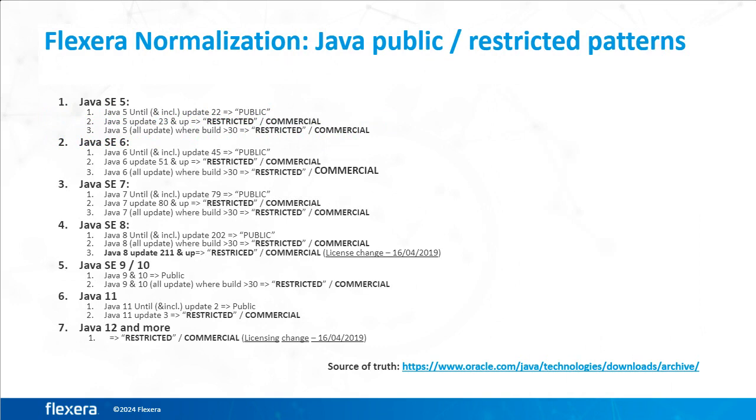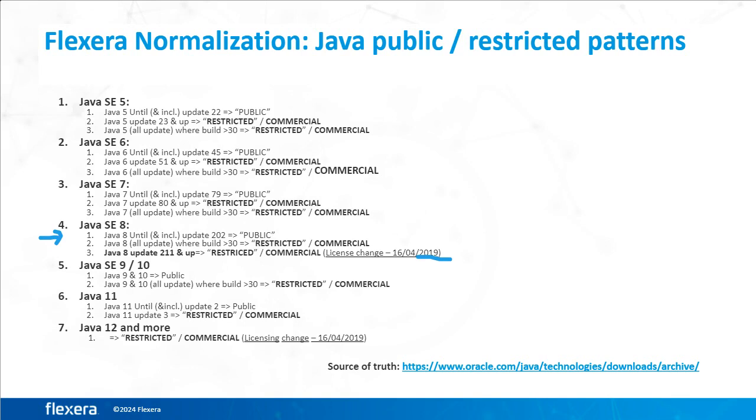Okay, next is about the commercial, restricted commercial, or the publicly available Java versions. We will not go through everything here. What is interesting is that I mentioned Java 8. So we see here Java 8, right? And it was in Java 8 that we have the license change in 2019, right? So we talked about that, mandatory after update 211, right?